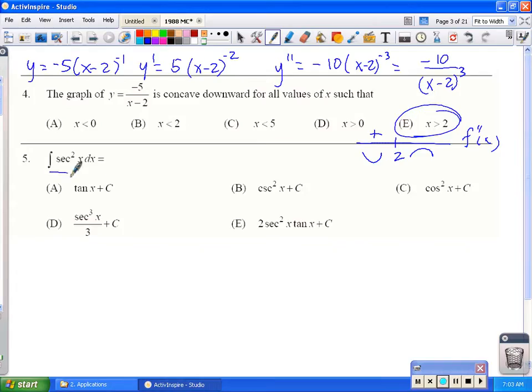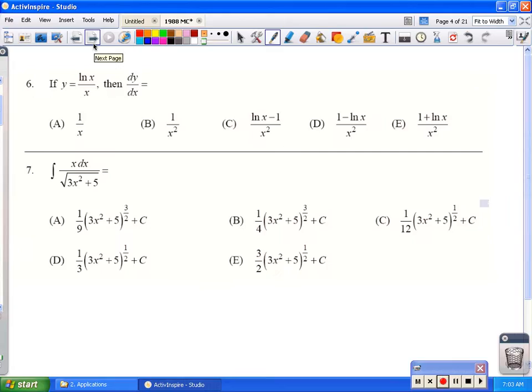Number 5 is very straightforward. If you've memorized your trig integrals, what has a derivative of secant squared? That would be tangent x plus c. Problem number 6, we're finding the derivative.